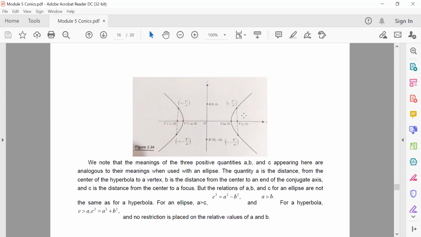Ito na. Okay. So when you graph, class, you need the vertex. Iko-connect nyo sa endpoints ng latus rectum. So the endpoints for latus rectum, if the transverse is on the x-axis, we will have c, b squared over a and c, negative b squared over a. Itong, yan, yung latus rectum. Itong broken line, that's the latus rectum. Ang i-connect nyo class, vertices doon sa endpoints ng latus rectum.